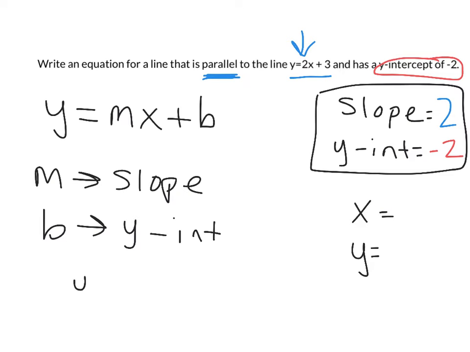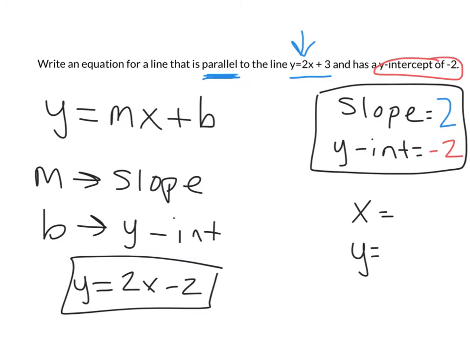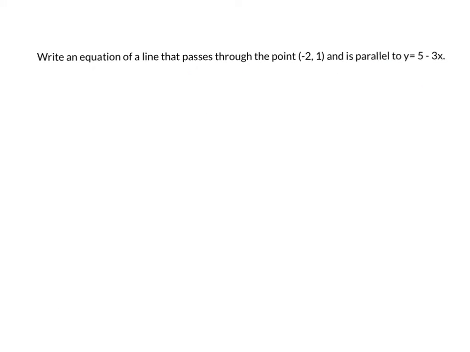So our line would be y equals mx. M is 2, our slope is 2, x, and then our y-intercept is -2, so I'm going to write -2 instead of b, and there's the equation for our line. It's that easy. Let's take a look at one that's a little bit more difficult than this.